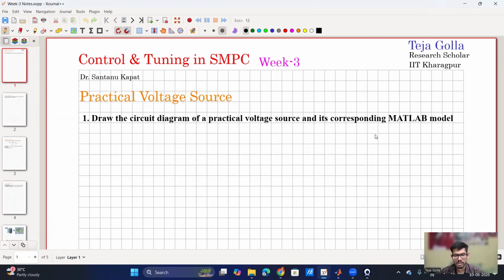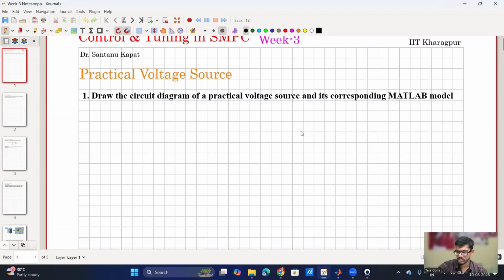So to start with, the first problem is about practical voltage source, and it says draw the circuit diagram of a practical voltage source and its corresponding MATLAB model. So can anyone tell me what is a practical voltage source and how is it different from an ideal voltage source? The voltage source having a resistance, there is resistance. Yes, so resistance is something that we consider, but it will also have parasitic inductance as well as parasitic capacitance.